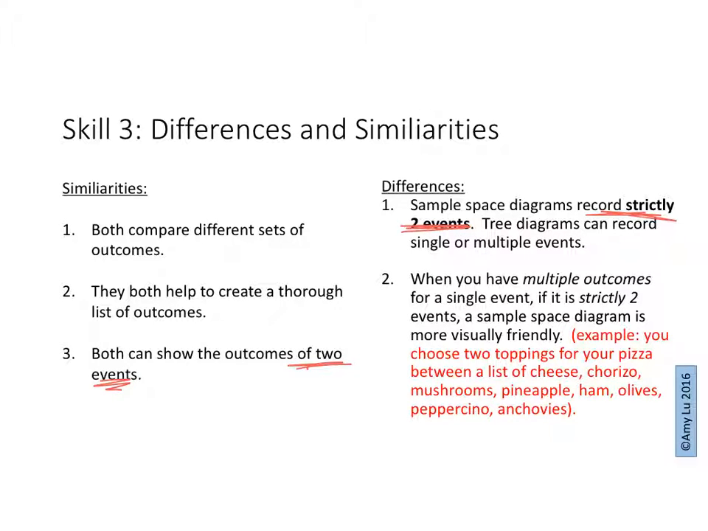And then second, when you have multiple outcomes for a single event, such as pizza toppings, if it's strictly 2 events, the sample space diagram is more visually friendly. So, for example, if you want to choose toppings for your pizza between a list of cheese, chorizo, mushrooms, pineapple, that's a lot of things. Imagine trying to do a tree diagram for that. That would just take over your whole paper. So in this case, I would recommend a sample space diagram because it's more clear. It's easier to work with. You can see everything. And that's it.